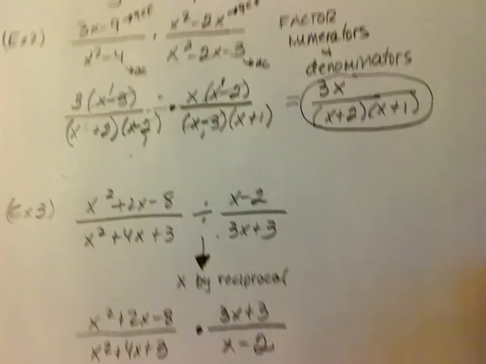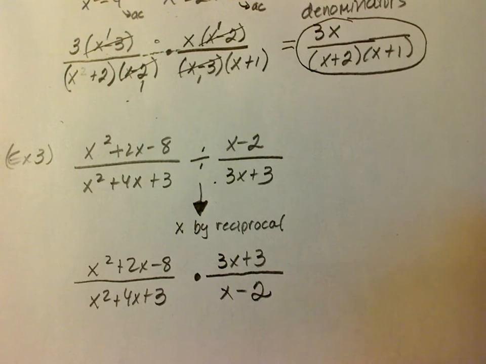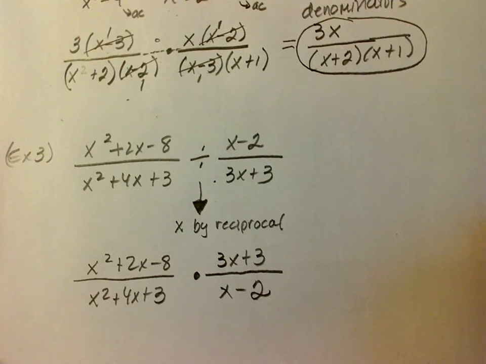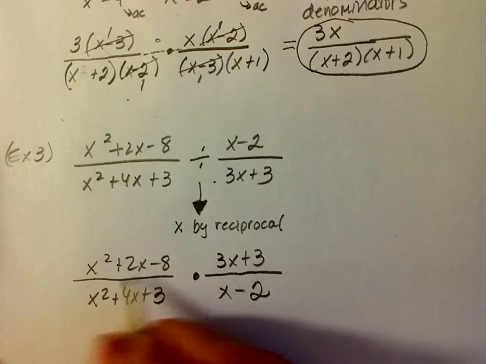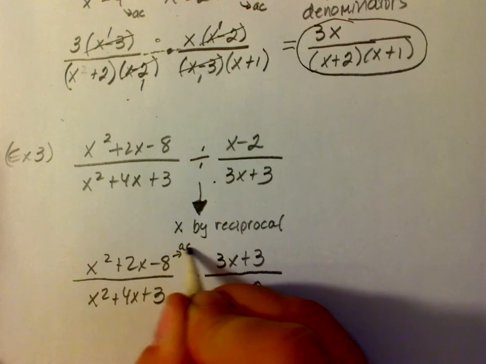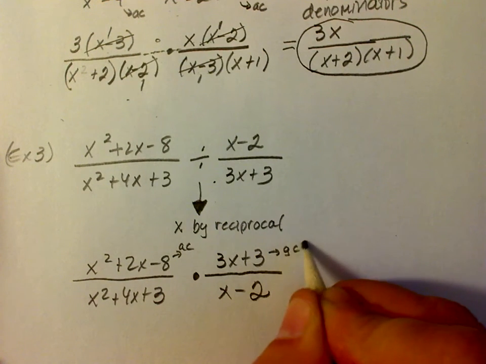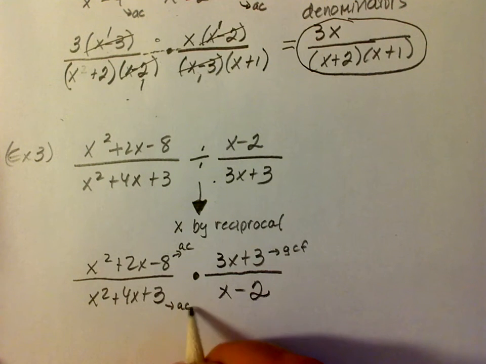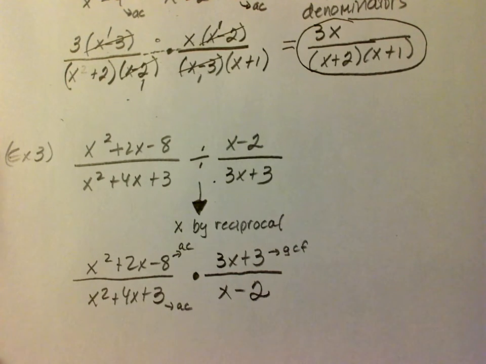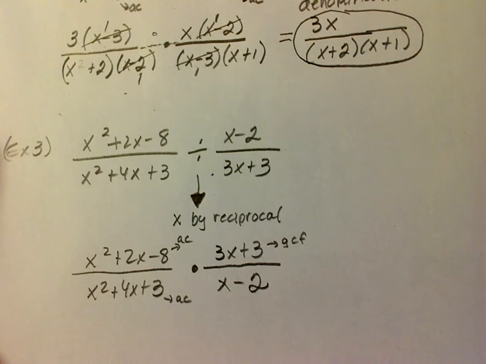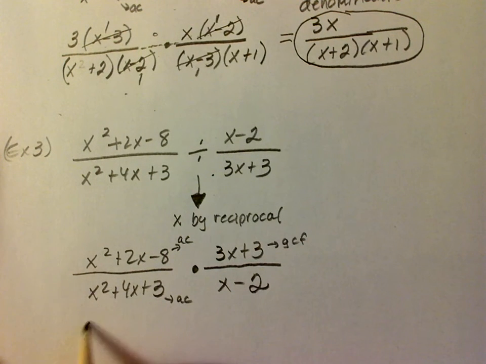Now we're going to look at this as if we're doing example 2 above. So factor numerator and denominator, write as one numerator and denominator, and then reduce. So we're going to factor AC, GCF, just to highlight what you will be using, or factoring techniques you learned prior.